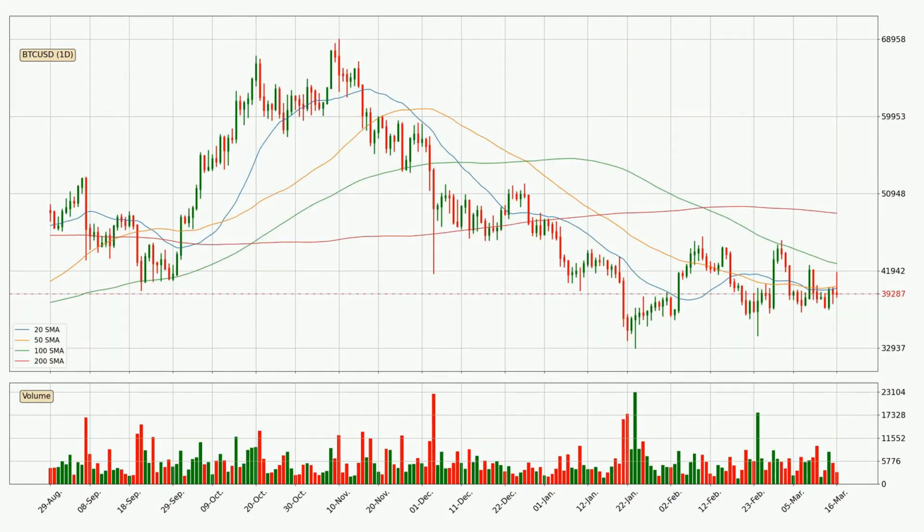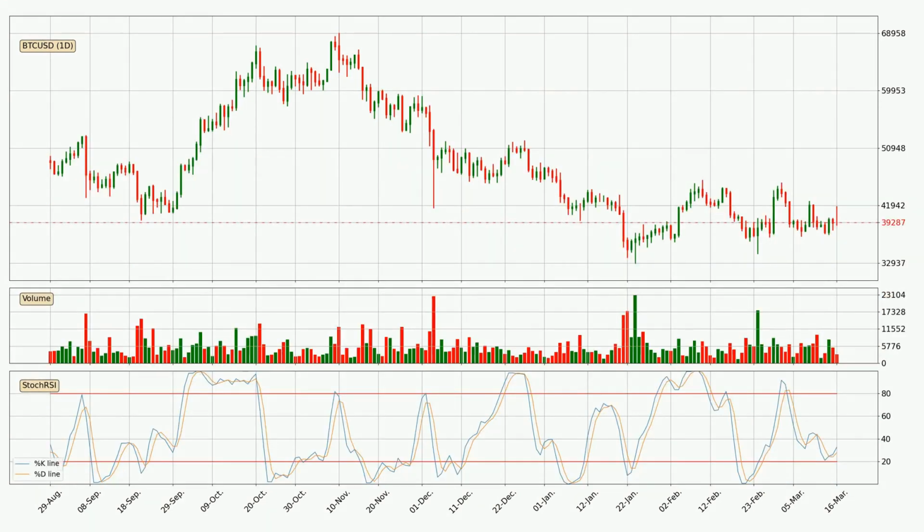Looking at the daily simple moving averages, the current price is below all simple moving averages for this time interval, which looks bearish, and it is to watch if the closest SMA, the 20 SMA, will play as resistance or the price will break it to the upside above the current price of around $39,909.